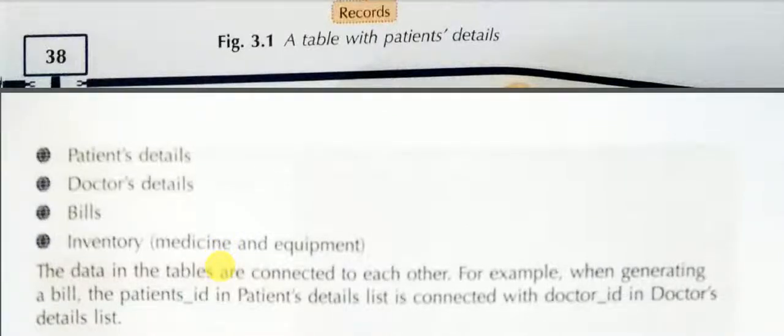Data in the tables are connected to each other. For example, when generating a bill, the patient ID in the patient details list is connected with the doctor ID in the doctor details list. So a patient ID is related to what? A doctor ID. Means these two tables will be connected because a patient will be treated by a doctor.